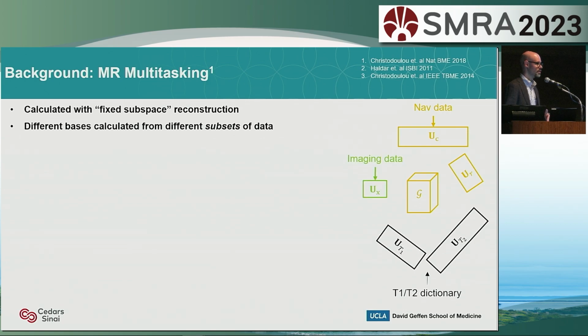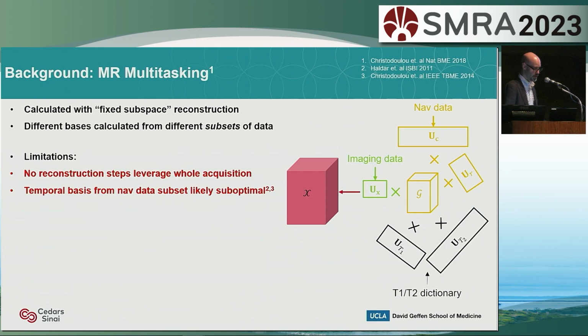And then the remainder of our acquired data has more extended K-space coverage, more spatial information, and we use that to actually then recover our image model, essentially. We put all these together, and we can create our multidimensional image. So the limitations of this strategy are that none of those reconstruction steps actually leverage the whole set of data together. Each subset of data is used to individually reconstruct different bases. And we also know from prior work that the temporal bases, particularly for motion in this case, from a NAV data subset, likely are suboptimal for the image as a whole.